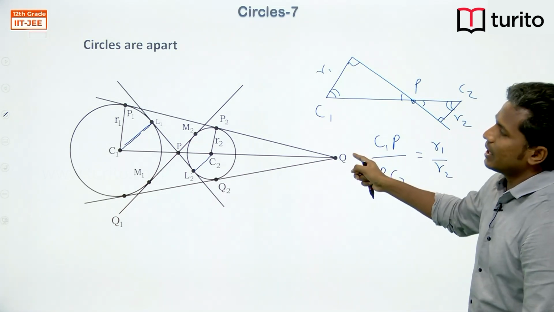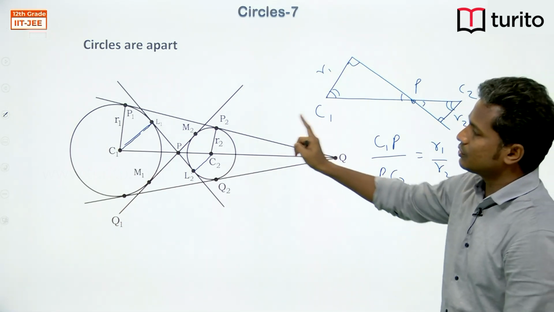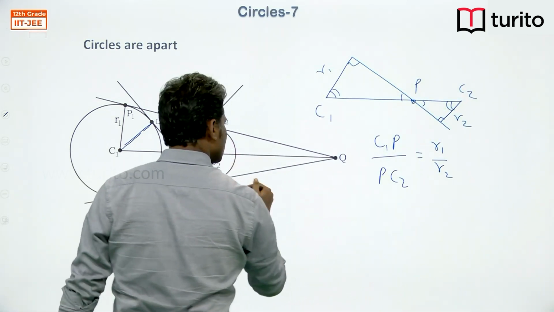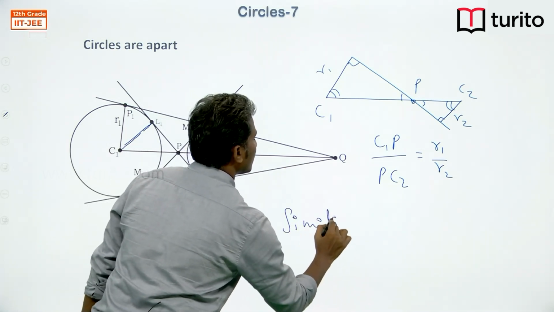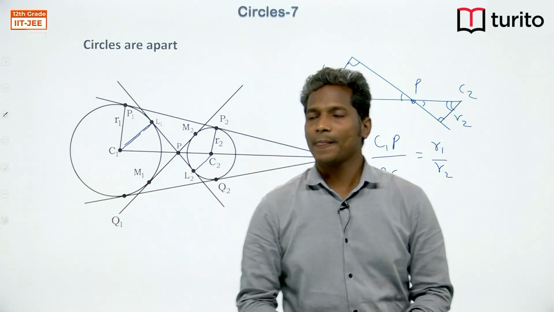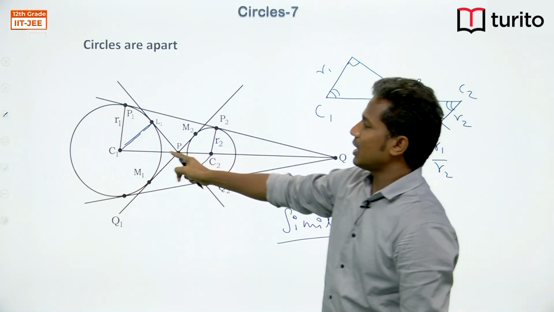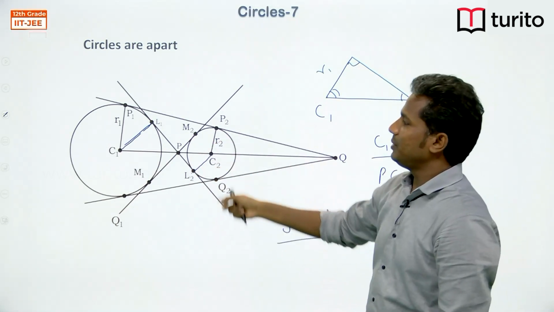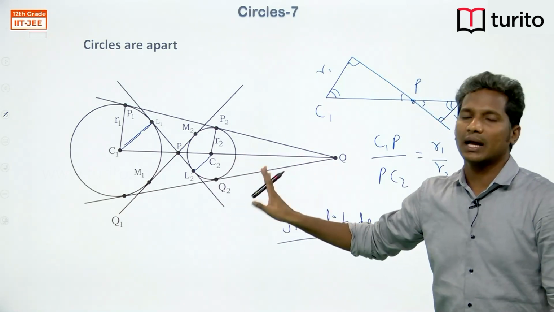Similarly, Q divides the line joining centers C1, C2 in the ratio R1:R2. These 2 points P and Q are also called as points of similitude. Okay. So here points of similitude means the points which divide the line joining centers in the ratio R1:R2 internally and also externally. P divides internally, Q divides externally. This is the general knowledge that we observed from the diagram.